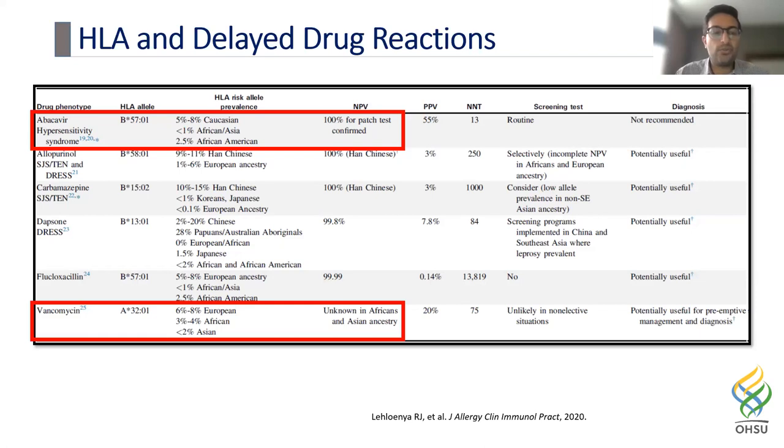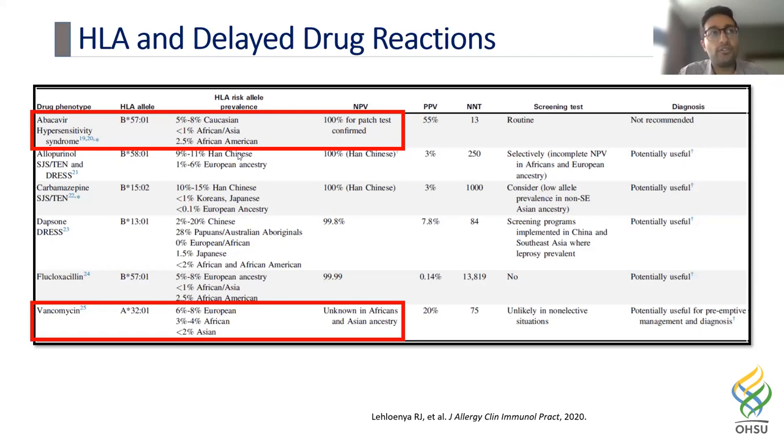And they had a DRESS-like picture, and we weren't sure exactly which one it is. Patch testing is meh at best. So I've done HLA testing on these patients before and have found people to have A*32:01, which makes me much more suspicious that vancomycin was the trigger. So these seven other medications they may have had around that same time may be opened up.